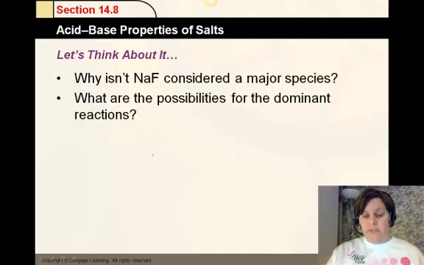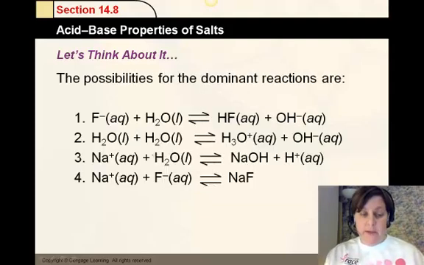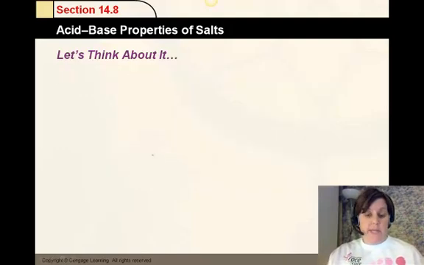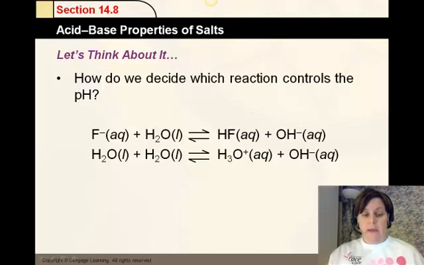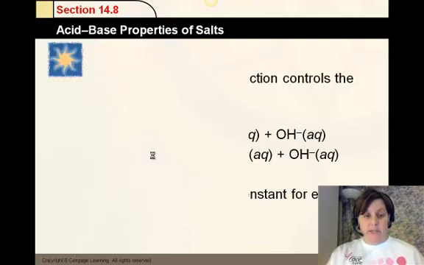So what are the possibilities for the dominant reactions? They are the following. We have the fluoride ion and water. We have the self-ionization of water for number 2. Sodium ions could combine with water, or sodium could combine with fluorine to form sodium fluoride. Which one is it here? Is it going to be the fluorine with water to form HF, or water combining with water, the self-ionization of water? We have to look at which is the bigger Ka or Kb value. So we're going to determine the equilibrium constant for each reaction.